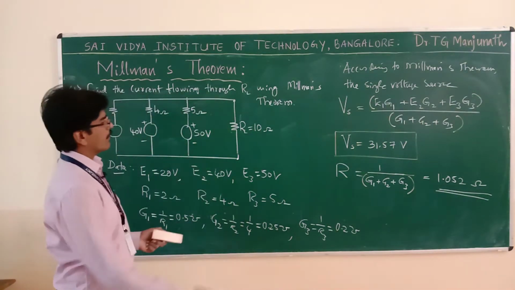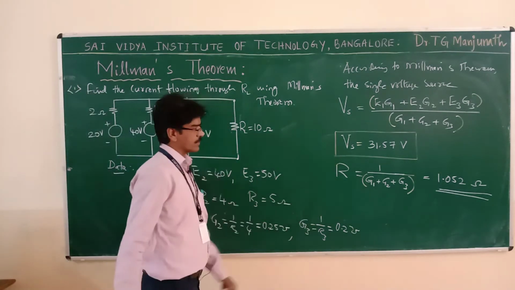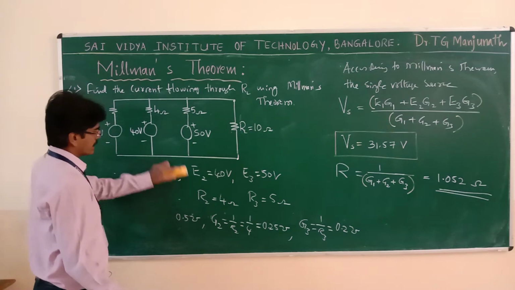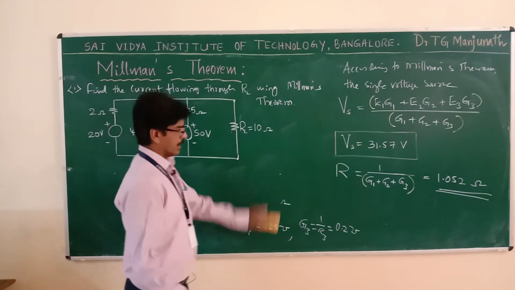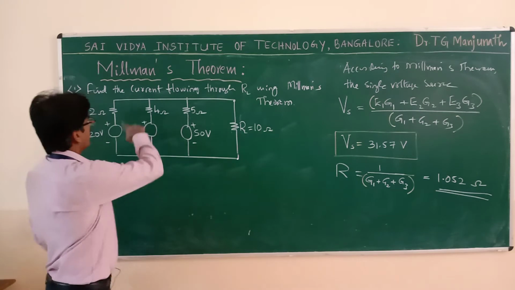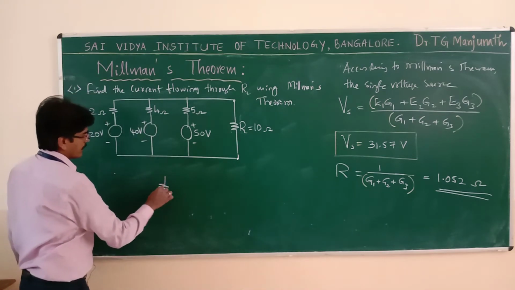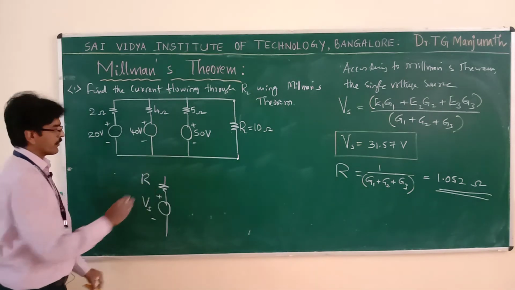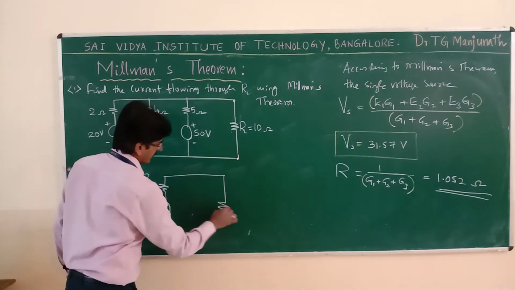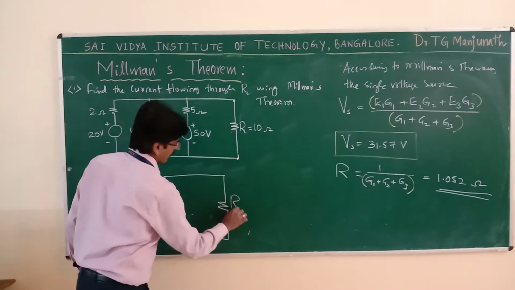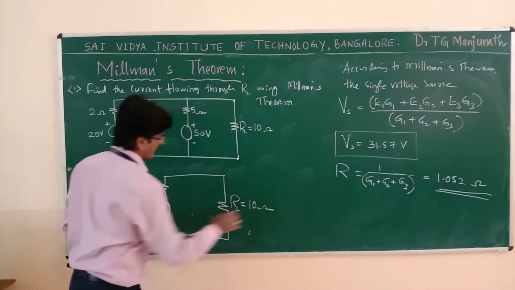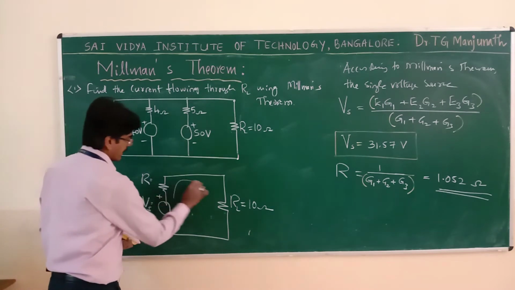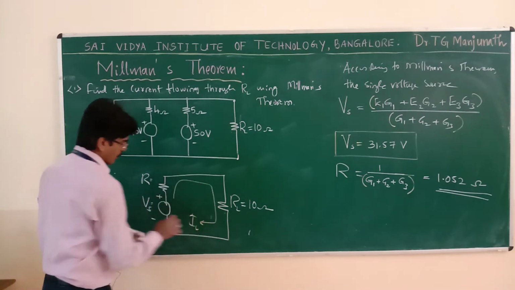So you got the value of the single voltage source, and you got the value of resistance. Then what should you do? Your intention is to find the current. Now in place of this, let us write a single voltage source Vs in series with R. Then keep this load as it is here. So you know the load value, 10 ohms. Okay. You know this value, you know this value. Now find the current here just using Ohm's law.